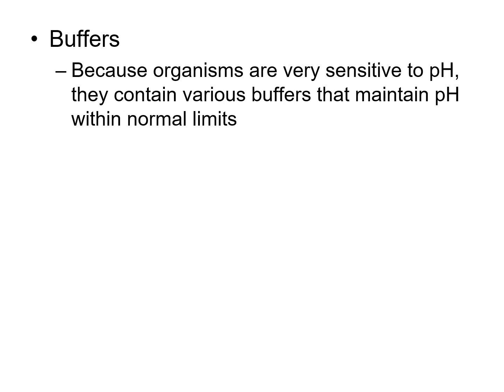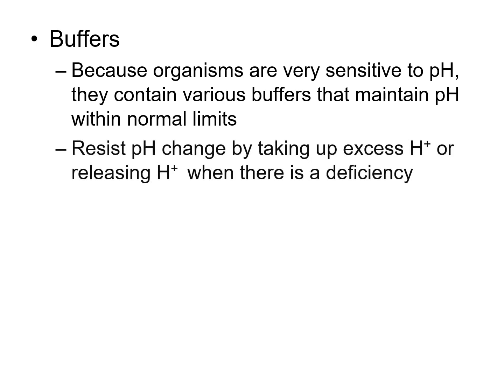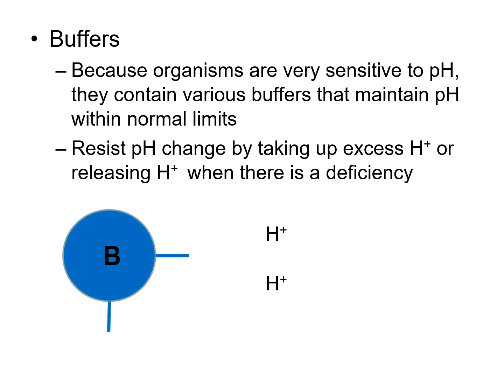Because organisms are very sensitive to pH, they contain what are called buffers that help maintain pH within the normal range. Buffers work by taking up hydrogen ions when they are in excess and releasing hydrogen ions when there is a deficiency. So let's say what is normal in terms of pH is represented by these two hydrogen ions here. And here we have a buffer.